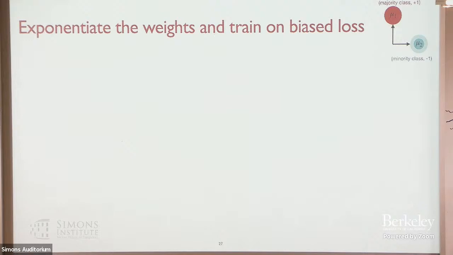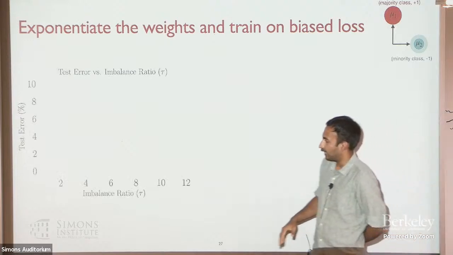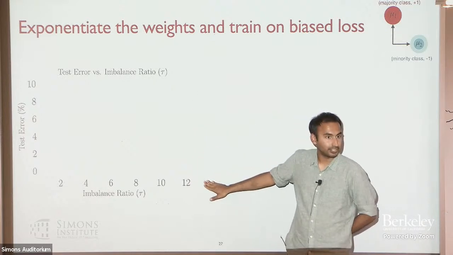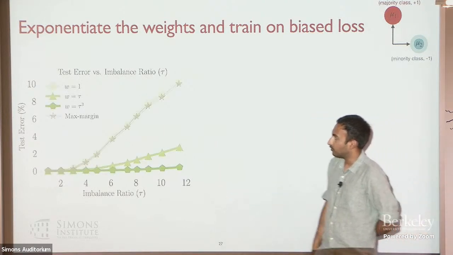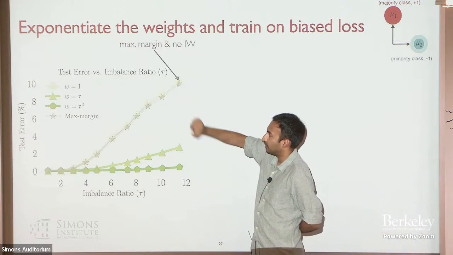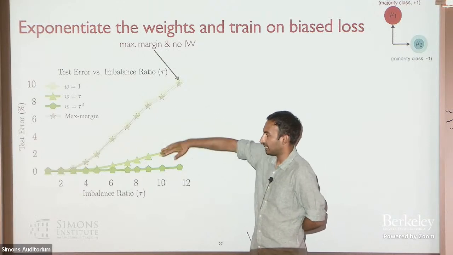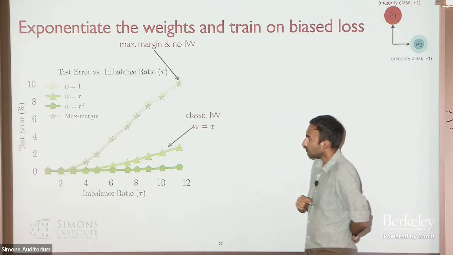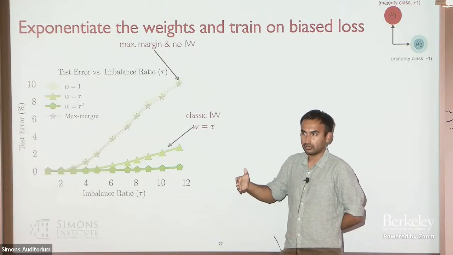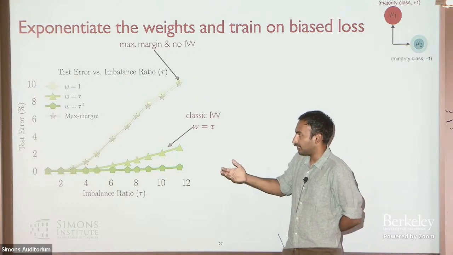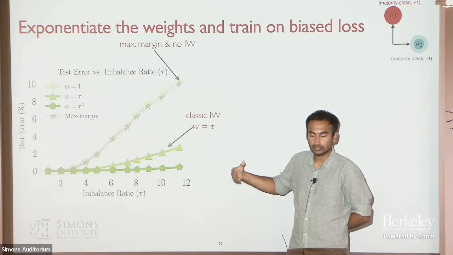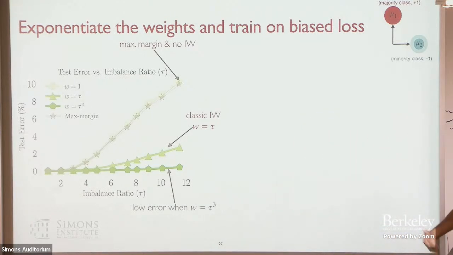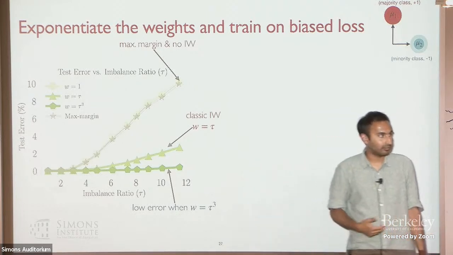Firstly, let me just show you in this setting that W equals tau cube is maybe the right way to set the weights. So I'm going to show you some simulations where I'm going to show you the test error versus the imbalance ratio. So as the imbalance ratio gets larger, the problem is getting harder. You can look at the performance of the max margin classifier and the polytailed classifier when you don't have any importance weighting, and the test error gets larger as you'd expect. Secondly, if you use the polytailed classifier, but you use the classical importance weights, you see that the test error is definitely lower, but it is still rising as the imbalance gets worse. And finally, when you set W equal to tau cube here, your test error essentially remains flat as your problem gets harder.